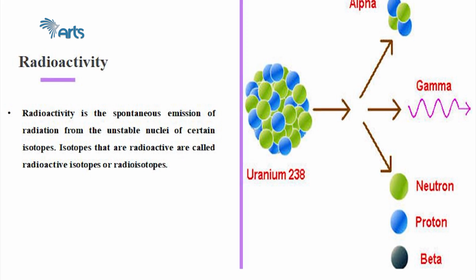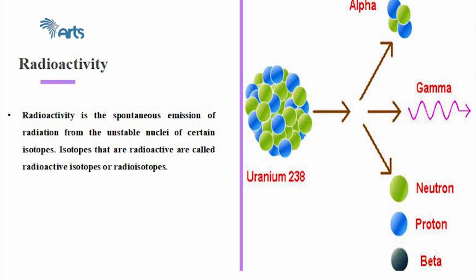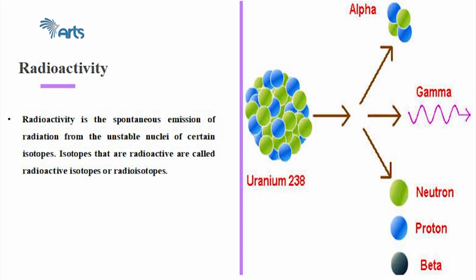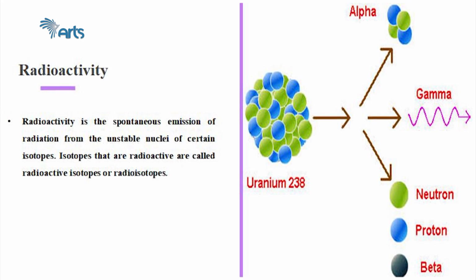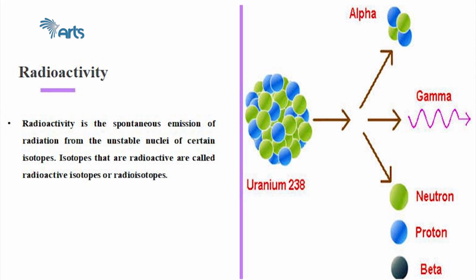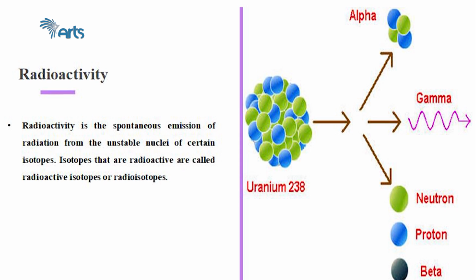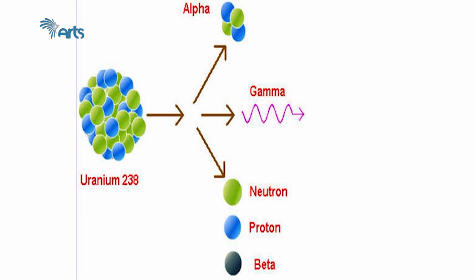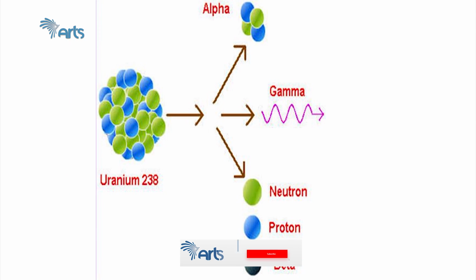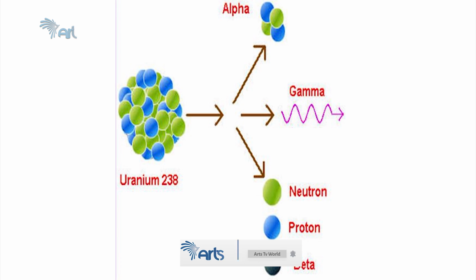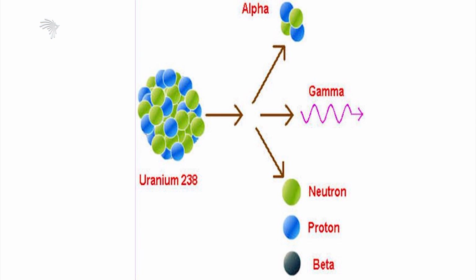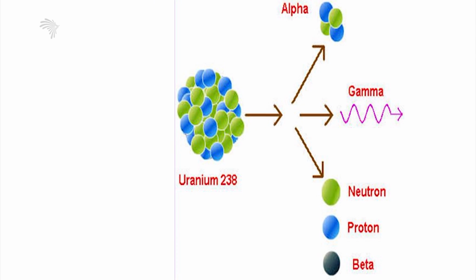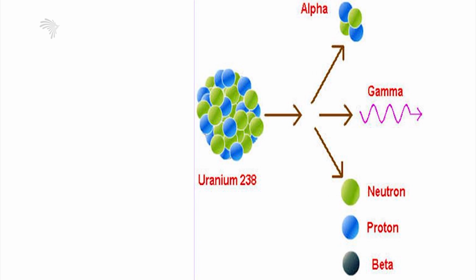So what is meant by radioactivity? Well, radioactivity is the spontaneous emission of radiation from the unstable nuclei of certain isotopes. Isotopes that are radioactive are called radioactive isotopes or radioisotopes. There are different isotopes or radioisotopes, and one of the well-known radioisotopes is uranium. And of course, uranium, as we all know, is one of the important elements which is widely used in nuclear reactors.